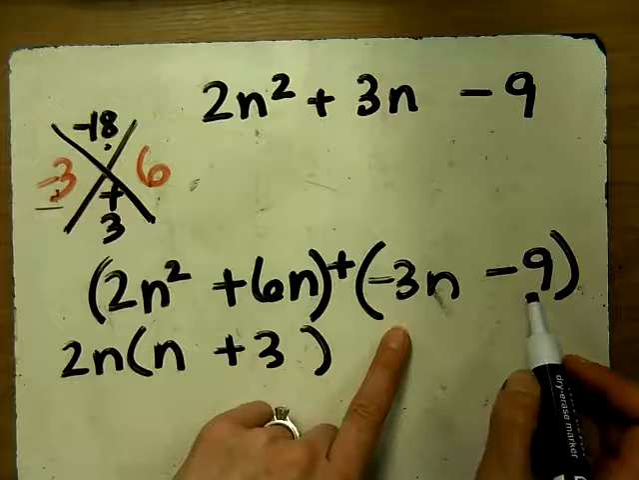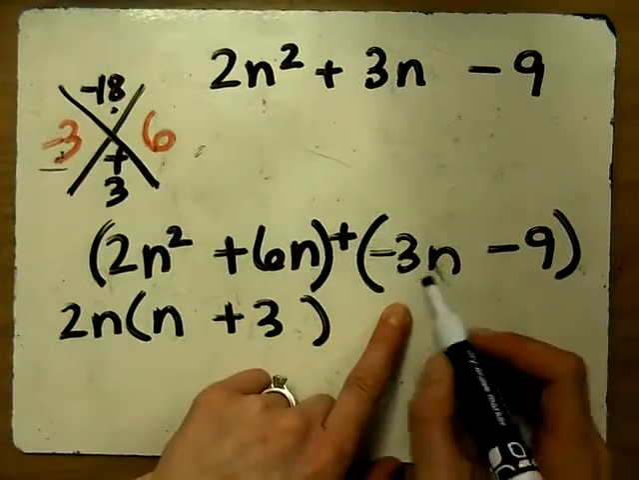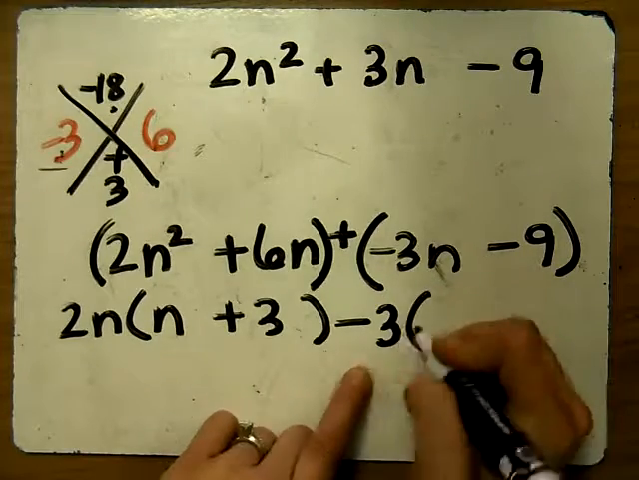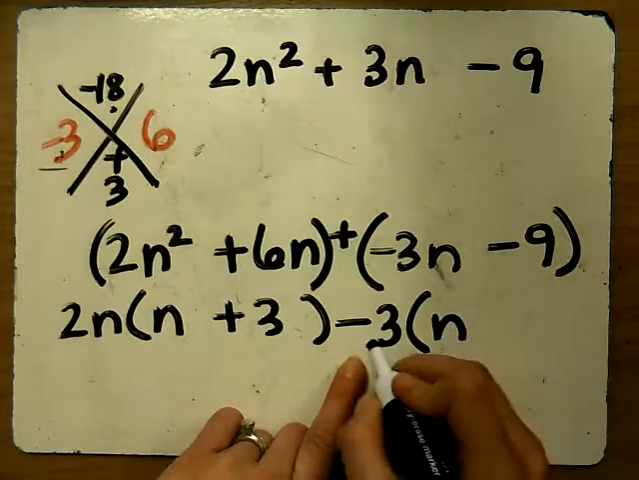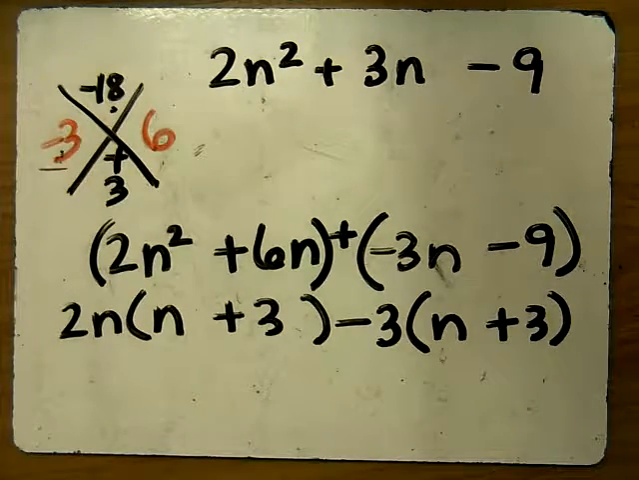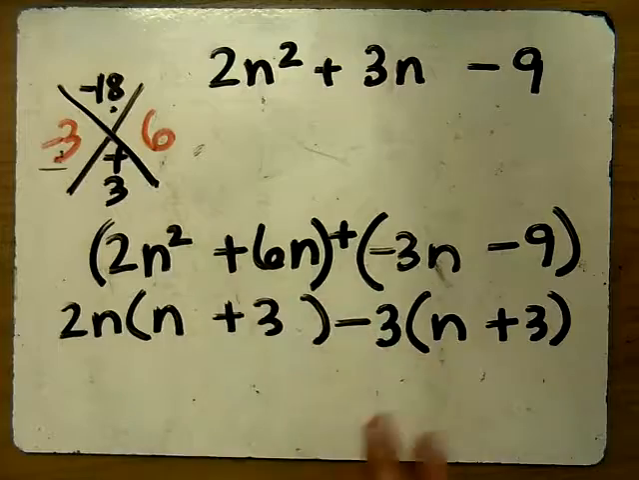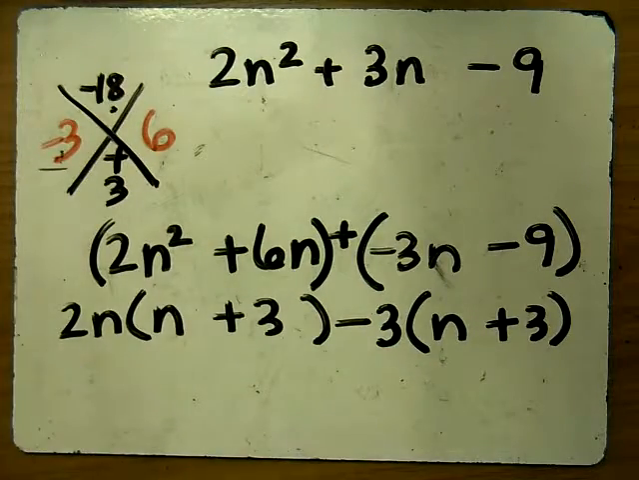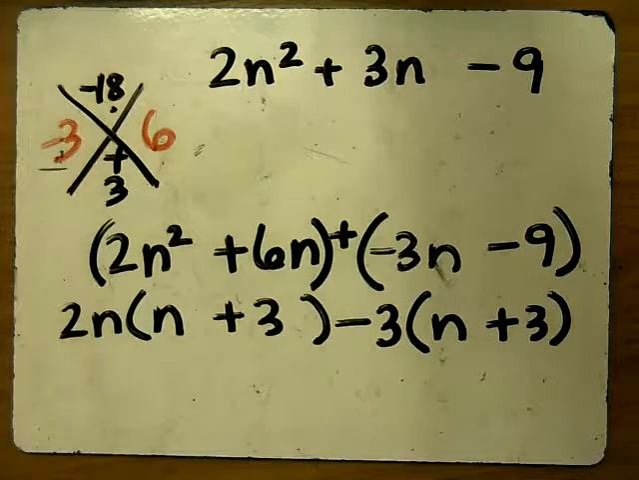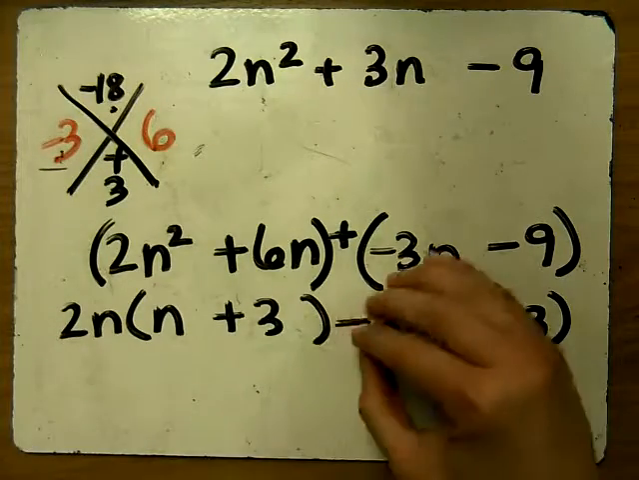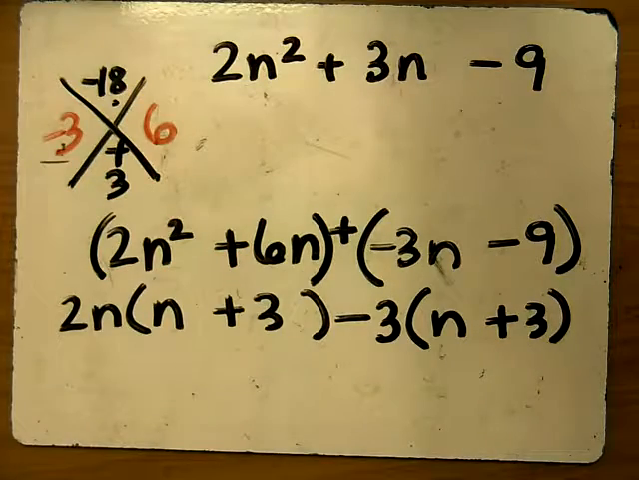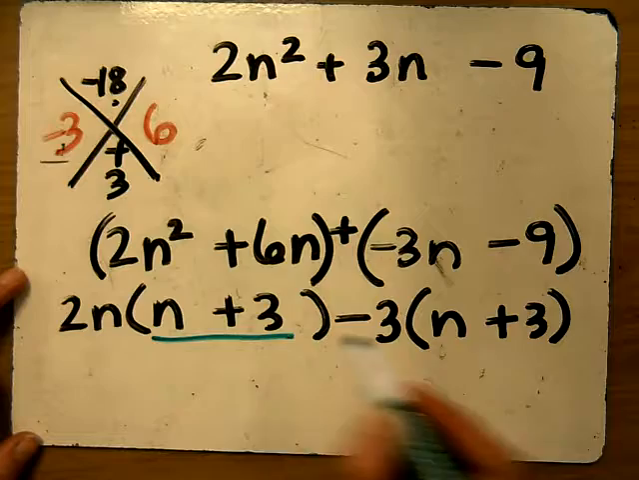Over here, the greatest common factor, some people would say 3, but because the leading coefficient is a negative, we're going to factor out a negative 3. Negative 3 times n is negative 3n. Negative 3 times a positive 3 is a negative 9. So I've still factored out the GCF of each term, just like I did over here on this step. Now, what I recognize is that this group and this group have something in common. Well, what do they have in common? They have this n plus 3.